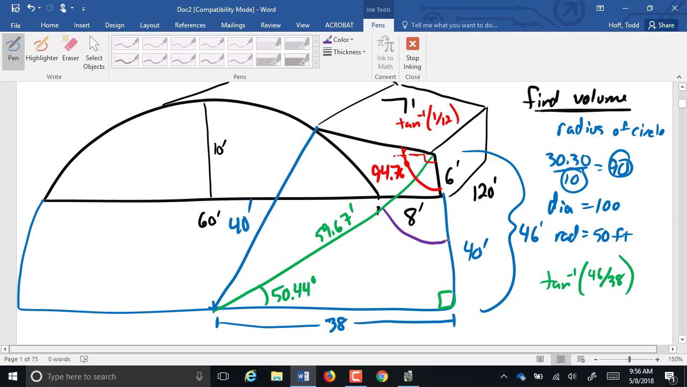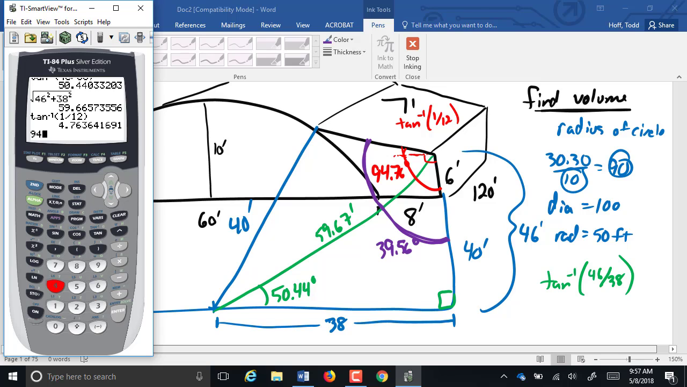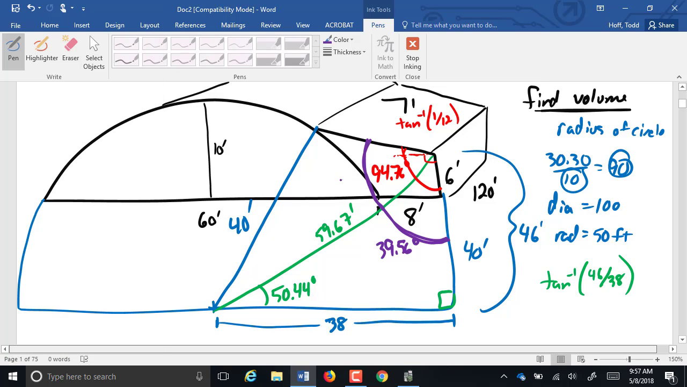What's this angle here going to be? Okay. 90 minus the 50.44 gives us 39.56, which makes this angle up here 94.76 degrees minus the 39.56, 55.2 degrees.